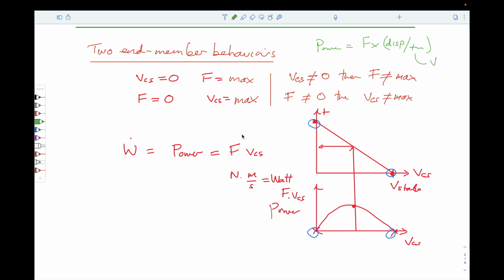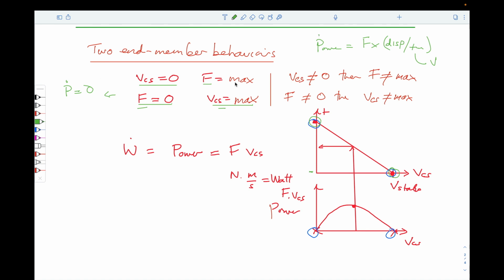And so what we can do is for these two end-member conditions that we talked about, either holding the vane static and calculating what the force that's applied, which would give us 0 velocity of the control surface and a maximum force, or releasing the vane and calculating what the velocity is, which would give us 0 force, but a large velocity magnitude. For each of these, multiplying the force, which is 0, by the velocity, gives us a power which is equal to 0.